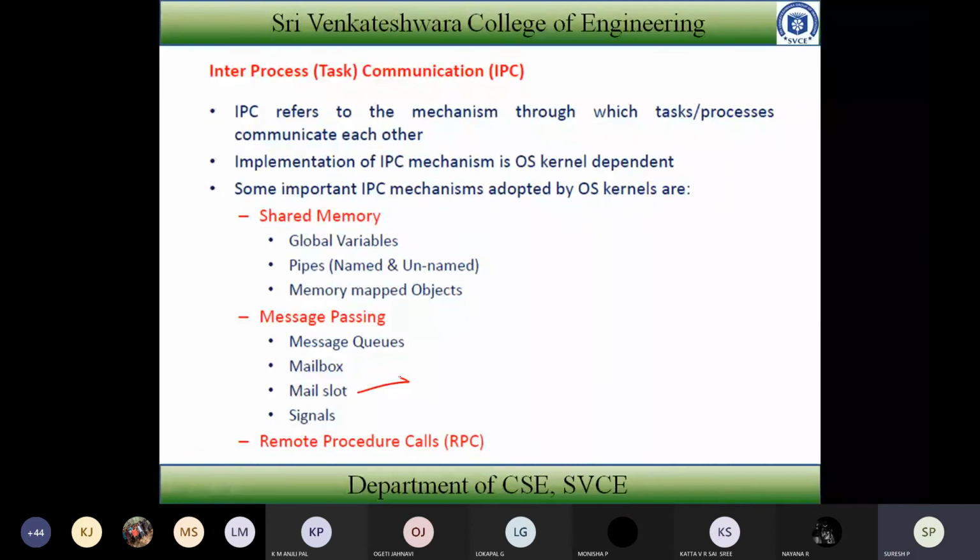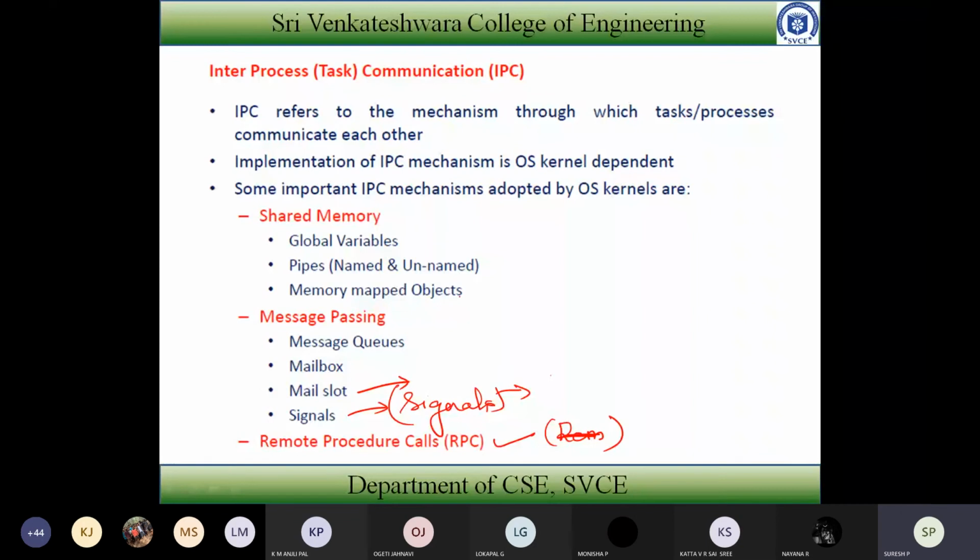Next is how it will be done. It is going to be provided using signals. There are a number of signals, and depending upon the type of the signal, you are going to communicate with the other process. The last part we need to discuss here is remote procedure calls, another type of communication you are going to have.